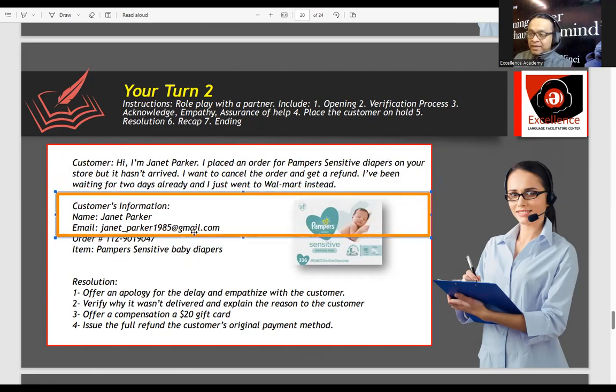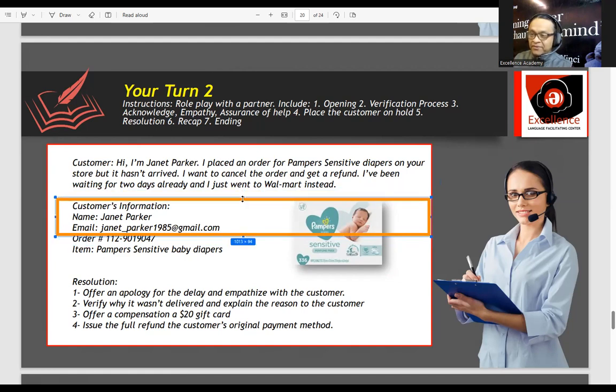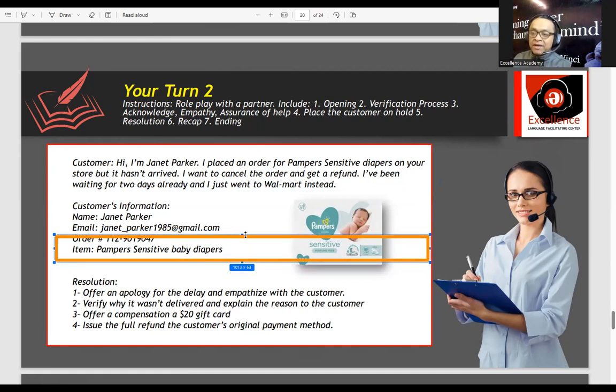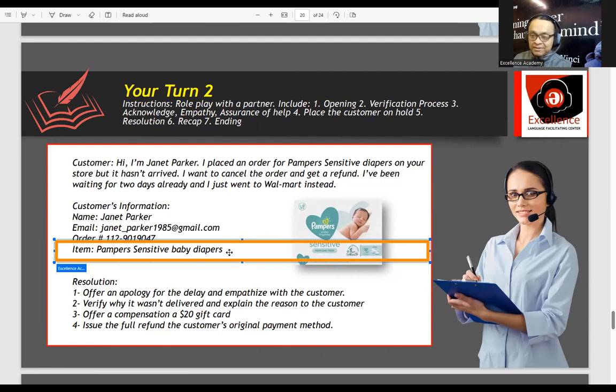Here's the customer's information. Janet Parker, that's the name. Her email for verification is Janet_Parker1985@gmail.com. Her order number is 112-901-9047. And the item she is inquiring about are the Pampers sensitive baby diapers. So that's what she's calling about.